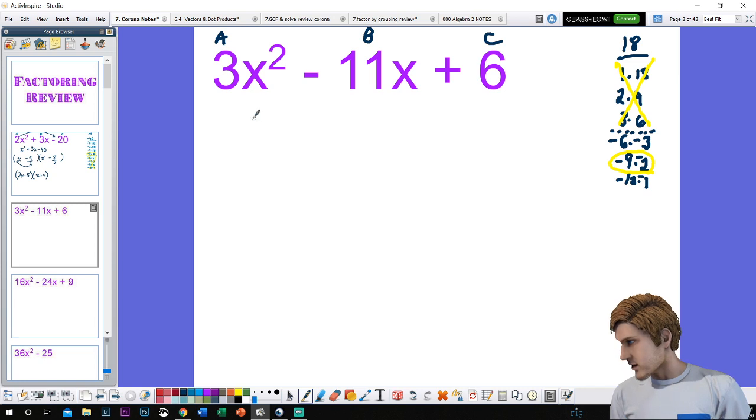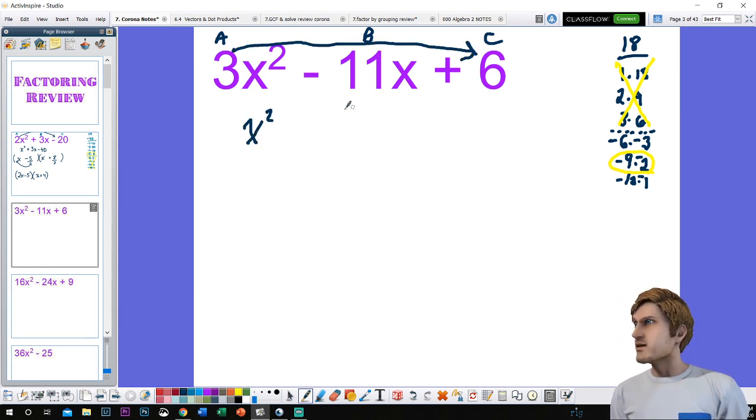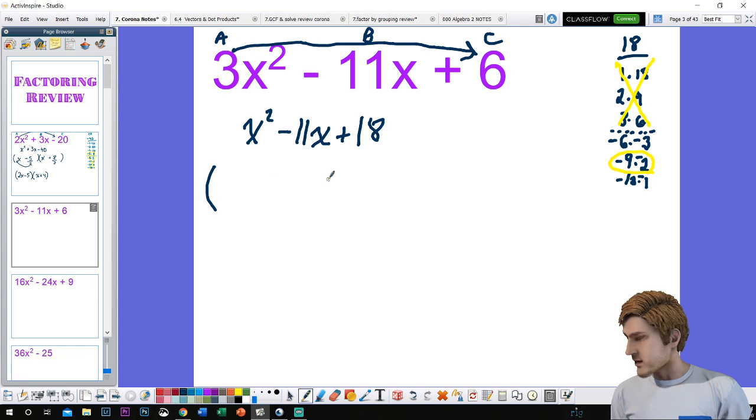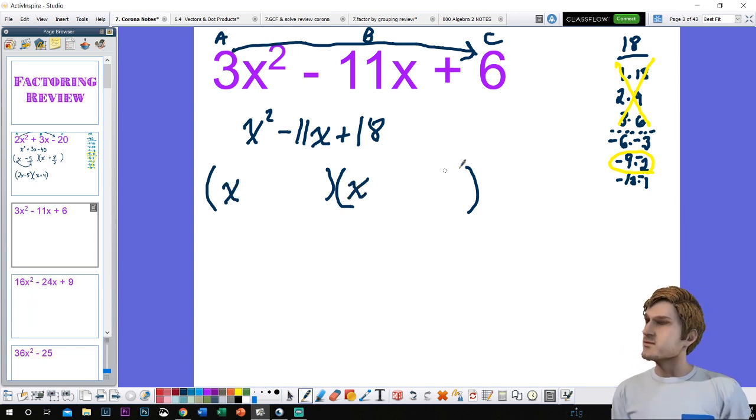So back I go to my expression here. I'm going to go ahead and move that 3 all the way over there to the C to make the California. And we already said that 3 times 6 was 18. That California number always goes on the end. Then I go ahead and make my factors. This was x squared, so this is always going to be x and x. And then the two numbers that I circled there are going to go here. Just like that.